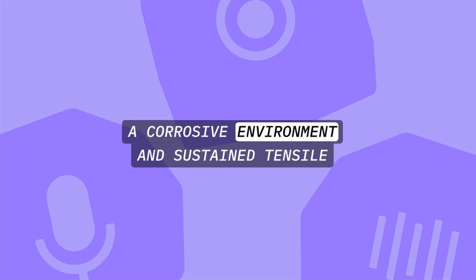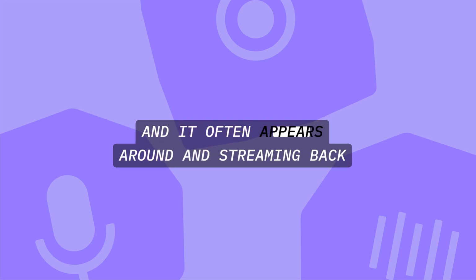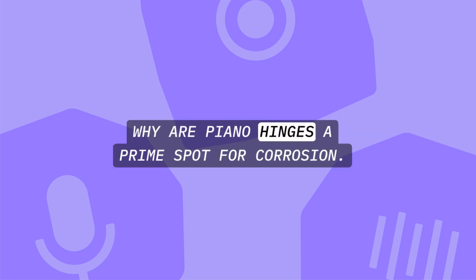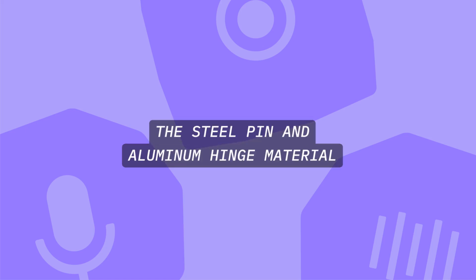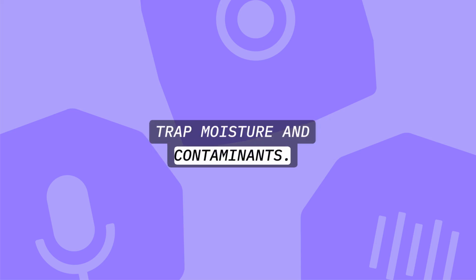A corrosive environment and sustained tensile stress. What are the visible signs of fretting corrosion? The corrosion residue has a dark, smoky appearance, and it often appears around and streaming back from the rivet heads. Why are piano hinges a prime spot for corrosion? The steel pin and aluminum hinge material are dissimilar metals, and the hinge design tends to trap moisture and contaminants.